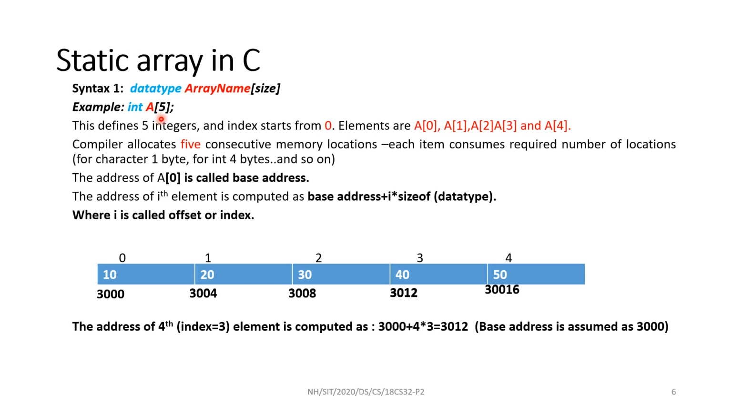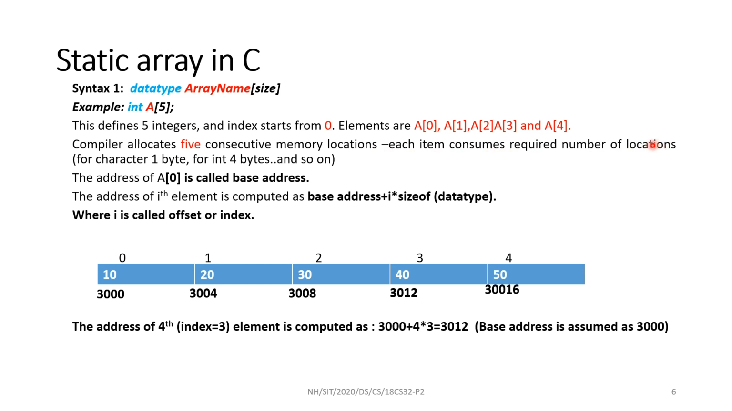So in C, the index starts from 0, 0 to size minus 1. 0, 1, 2, 3 and 4. In this way, array elements are referred. Before execution, the compiler allocates 5 consecutive memory locations. Each item consumes a required number of locations.